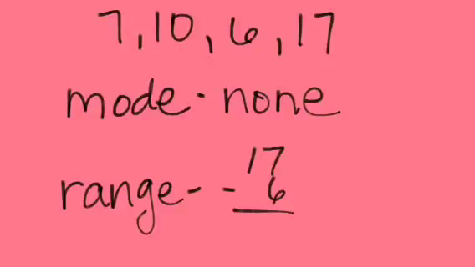Alright, well with the mode, 7, 10, 6, 17, there aren't any numbers that repeat. So, did you know it's possible to not have a mode? Like that's a thing? Like, there could be no mode? And that's the case in this instance. In the data, there's no number that repeats, so I do not have a mode. My range, however, I do have one because I have a highest number, 17. I have a lowest, which is 6. So, my range is 11.